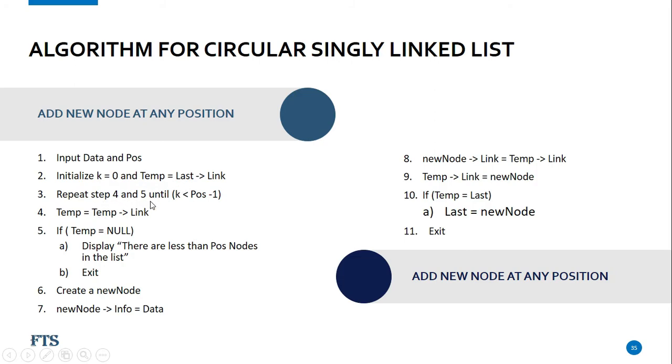Repeat step 4 and 5 until k is less than pos minus 1. Temp should be equal to temp link. If temp is equal to null, display there are less than pos nodes in the list, then exit. 6. Create a new node. New node info should be equal to data. New node link is equal to temp link. Temp link should be equal to new node. If temp is equal to last, last should be equal to new node, then exit.